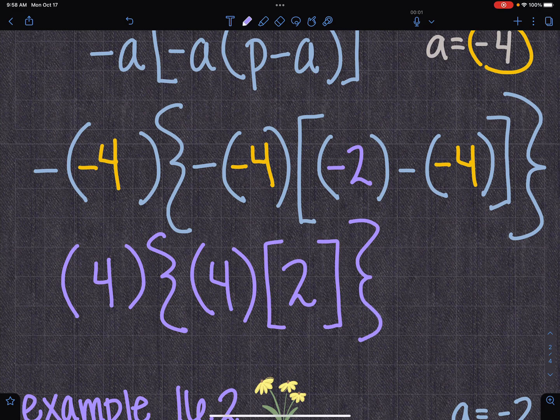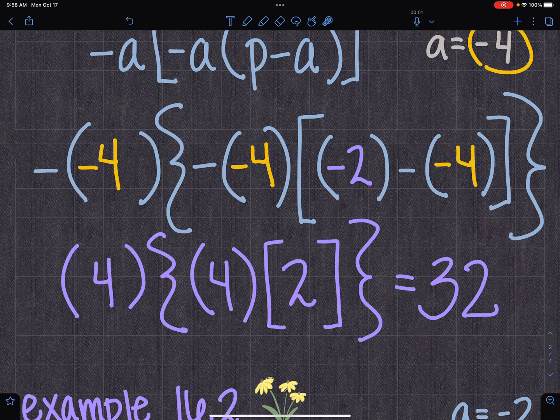Now I can see what I'm doing, right? So first we're going to start with the 4 times 2 is 8. 8 times 4 is 32. So this whole thing simplifies to 32, and that's the final answer.